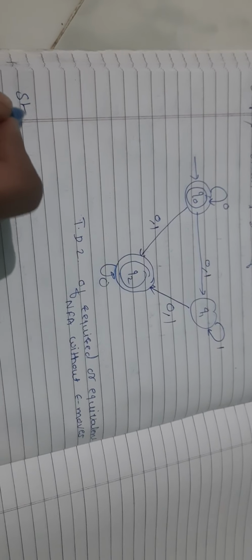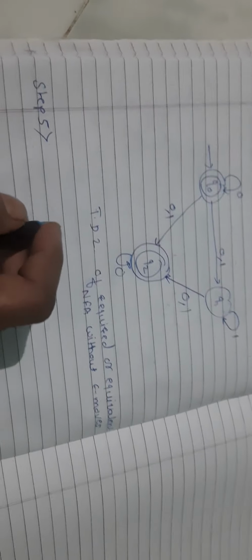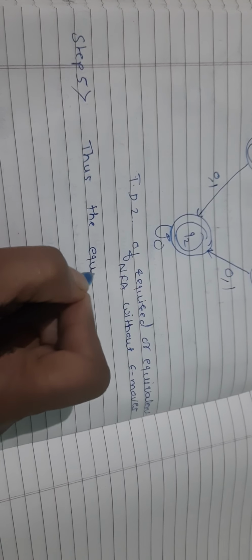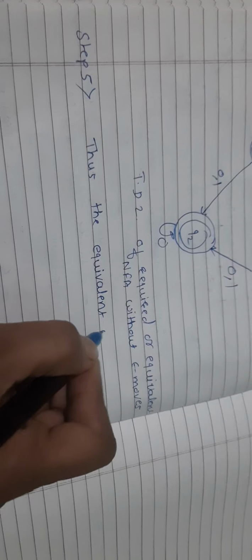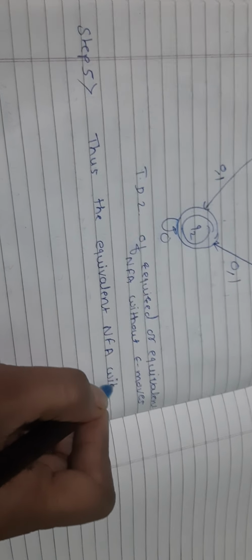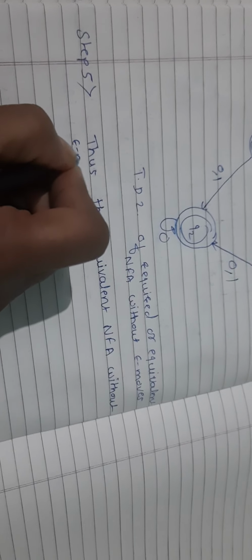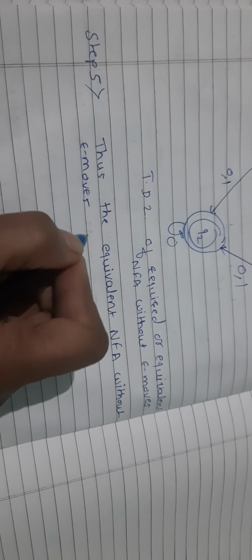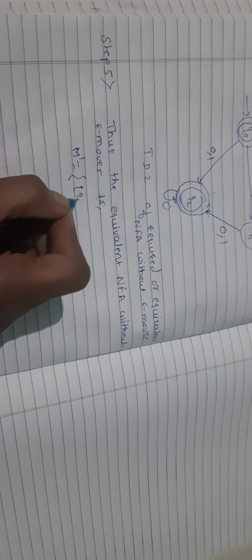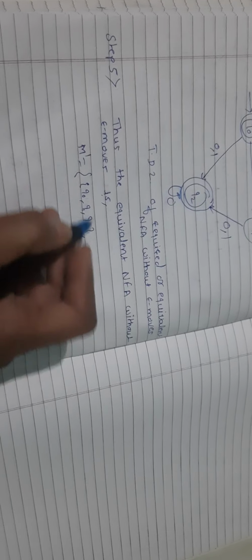Now the last, final answer, that is nothing but step 5. Thus the equivalent NFA without epsilon moves is, just note down all the 5 tuples. M dash is equal to, how many states are there? Q0, Q1, Q2. This is nothing but the Q dash part. Then input symbols 0, 1.